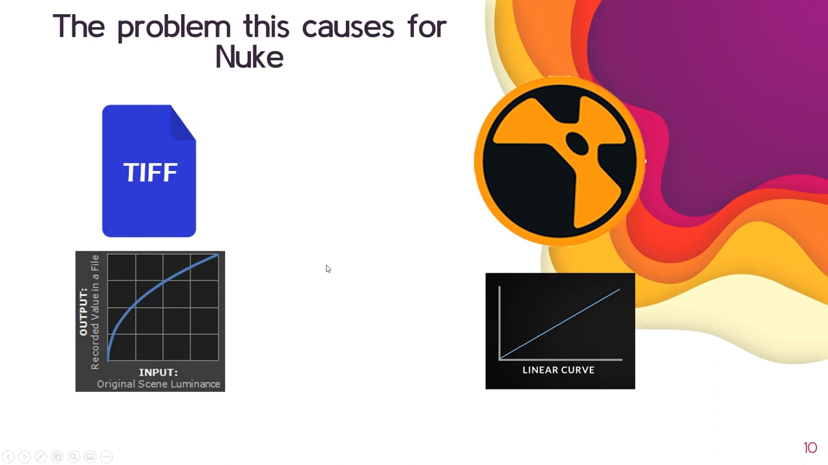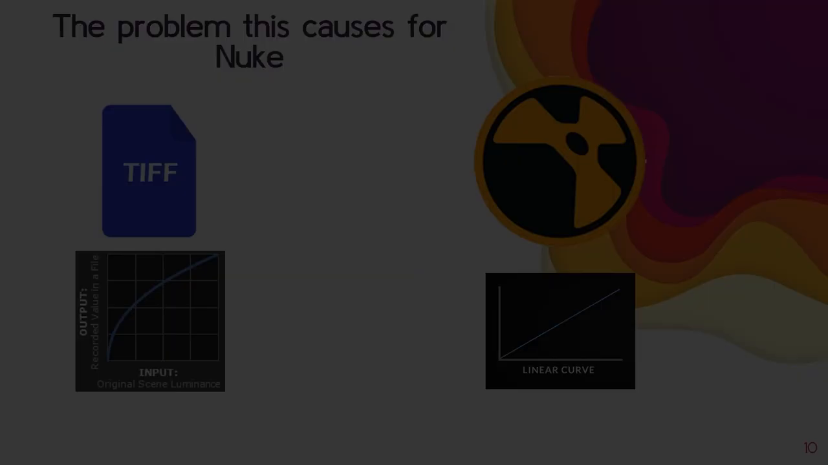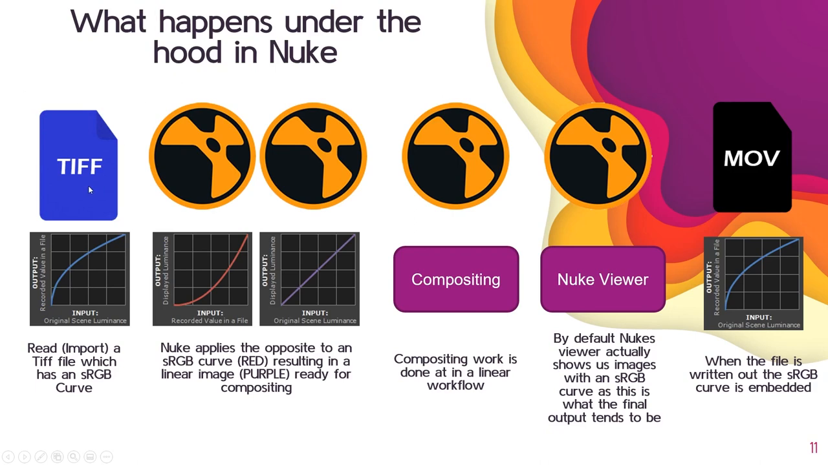Now, I'm going to explain a little bit more of what actually happens under the hood, okay? Because remember, Nuke is linear. So what happens then when you import a TIFF or a JPEG, which has got this gamma curve, into Nuke? Because everything Nuke does, it does in a linear manner. So let's have a look at what happens. We've got our image, and we're going to import that image, let's call it a TIFF or a JPEG, into Nuke. And it's got this gamma curve of 2.2. So like we said, Nuke likes to work in this linear manner. Anything that you do compositing-wise, it wants to do it in a linear workflow. But we can't work linear when we're importing something with a gamma curve of 2.2 to brighten the image.